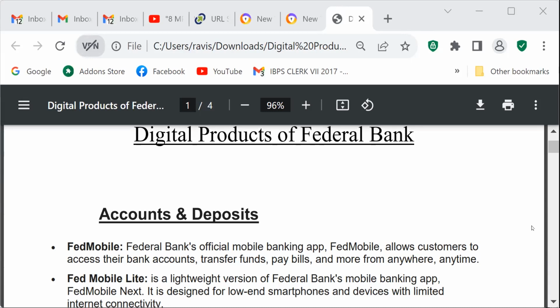Accounts and deposit, Fed Mobile. Federal Bank's official mobile banking app, Fed Mobile, allows customers to access their bank accounts, transfer funds, pay bills, and more from anywhere, anytime. Very good.